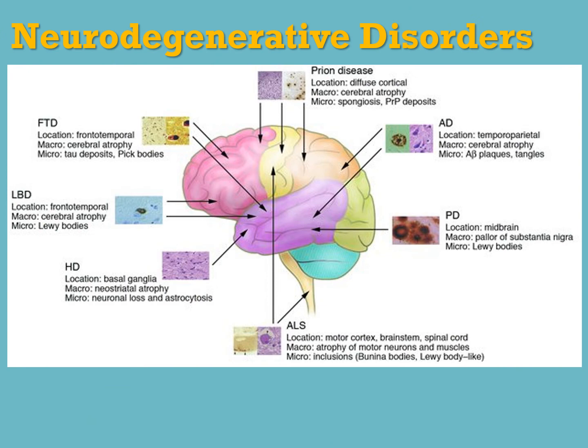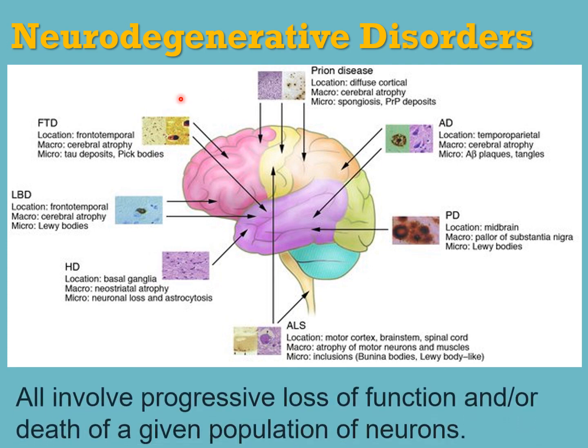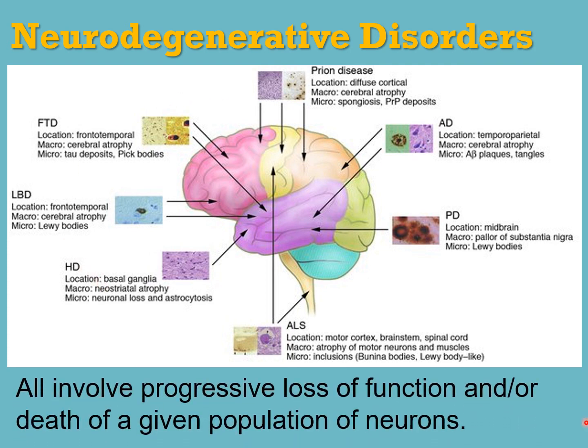The big thing about the three diseases that we're going to talk about, but any of the neurodegenerative disorders, is that they all involve a progressive loss of function or death, oftentimes the latter, death, of a given population of neurons. So for instance, Alzheimer's disease tends to dominate in certain areas of the brain. Parkinson's disease, certain areas of the brain. Prion usually is a little more diffuse.